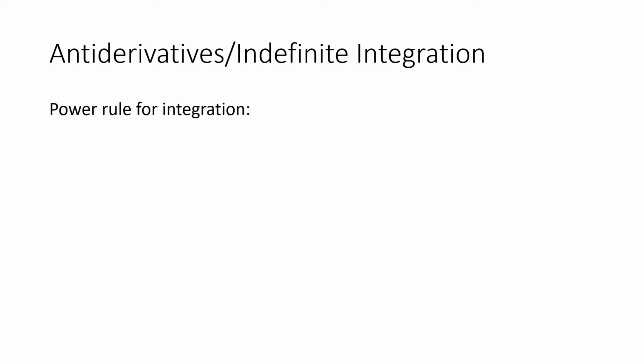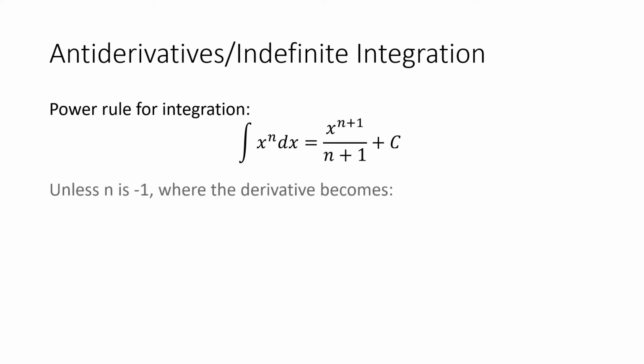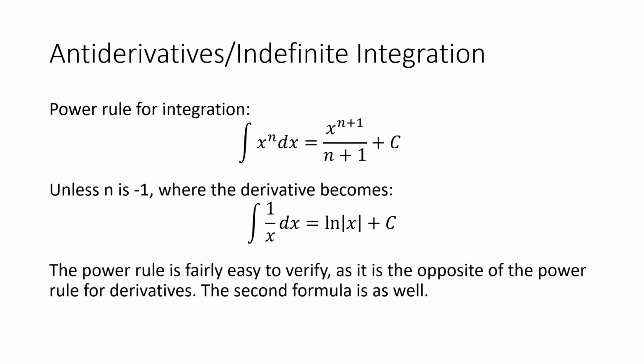Now here's a very basic integration technique. The integral of x to the power of n dx is equal to x to the power of n plus 1 divided by n plus 1, plus the constant of integration c. Unless n is negative 1, because clearly that would be division by 0. In that case, the integral of 1 over x dx is equal to the natural log of the absolute value of x plus the constant c. Both of these are easy to verify since they're just the opposites of their corresponding derivative formulas.